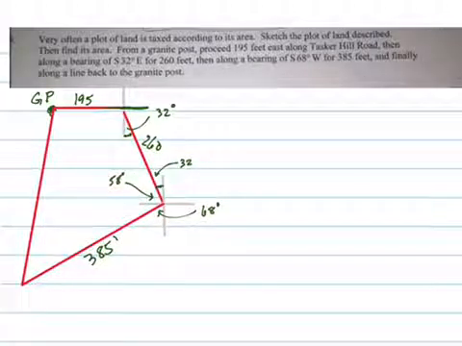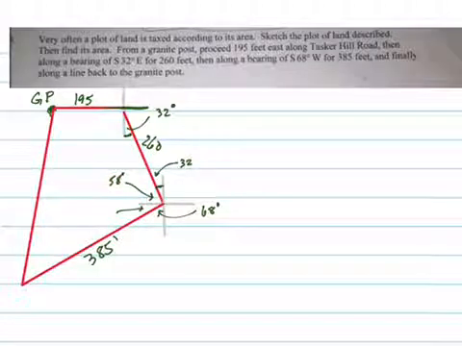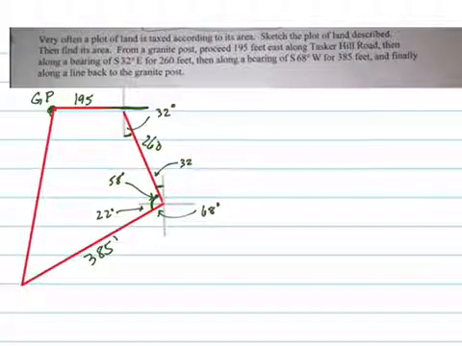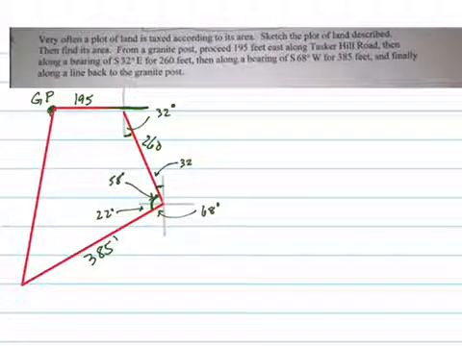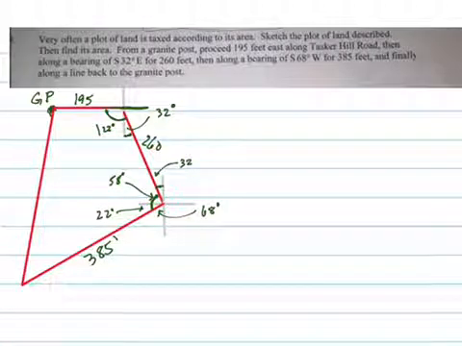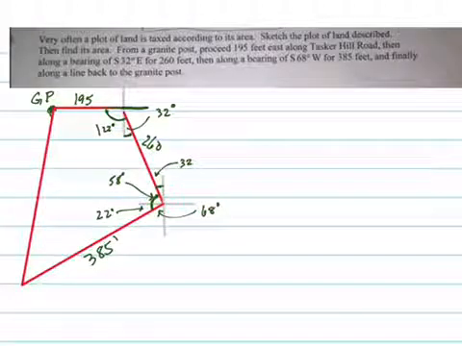If that's 68 degrees, then that angle is 90 minus 68, which is 22. So this whole angle here is 58 plus 22, which is 80. So that's an 80 degree angle. This angle here is 90 plus 32, so it's 122. Let's see, what other angles do we have?